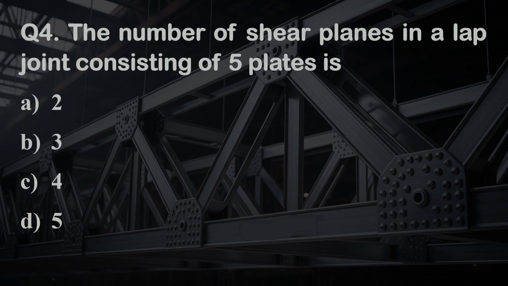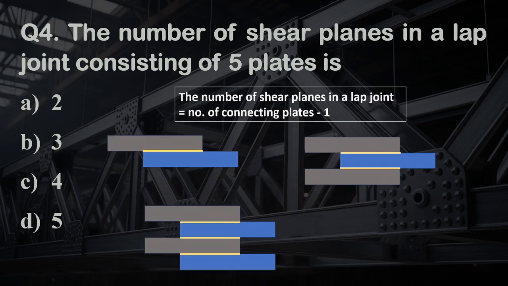Question 4. The number of shear planes in a lap joint consisting of 5 plates is 2, 3, 4, 5. The number of shear planes in a lap joint equals number of connecting plates minus 1. Hence the right answer is option C, 4.